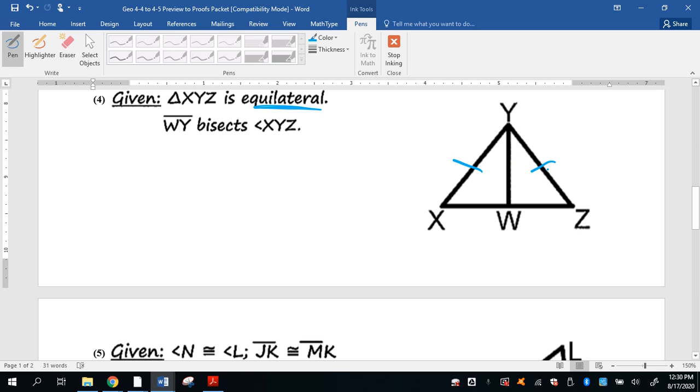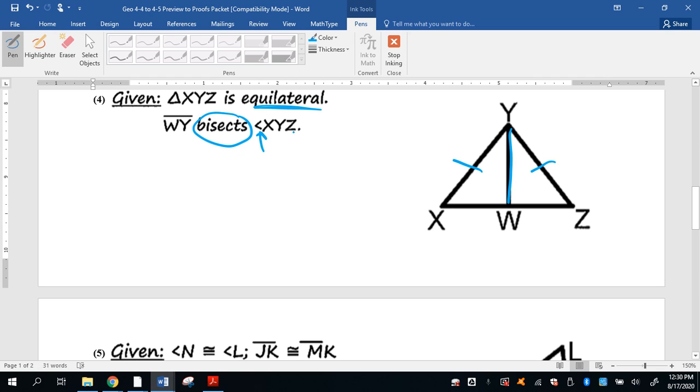Those two segments are the same. This segment, XZ, is also congruent to the other segments, but we don't have to mark that for this. If segment WY bisects an angle, then by definition of angle bisector, the angles are congruent. So let's go ahead and mark angles.